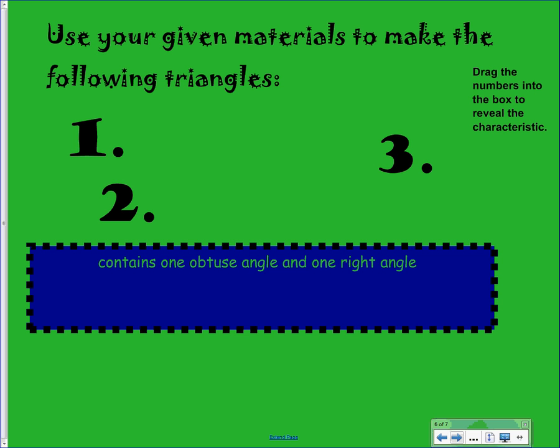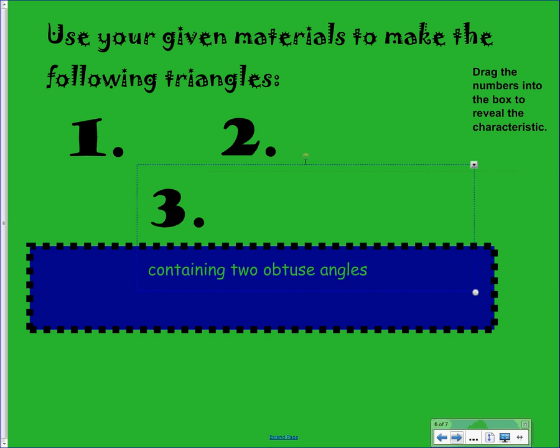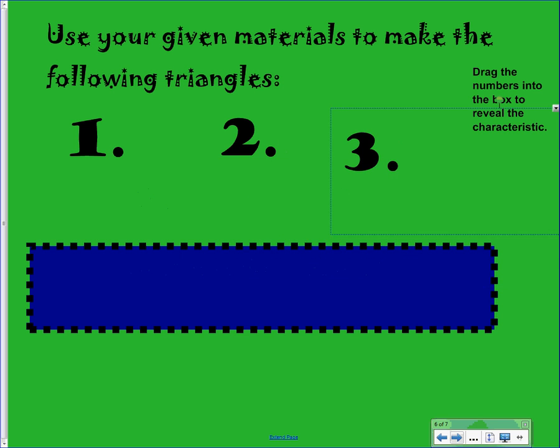2, it contains 1 obtuse angle and 1 right angle, again impossible. And 3, containing 2 obtuse angles, which is impossible. The point of this was to make them realize that it can only have 1 right angle or 1 obtuse angle. The rest have to be acute.